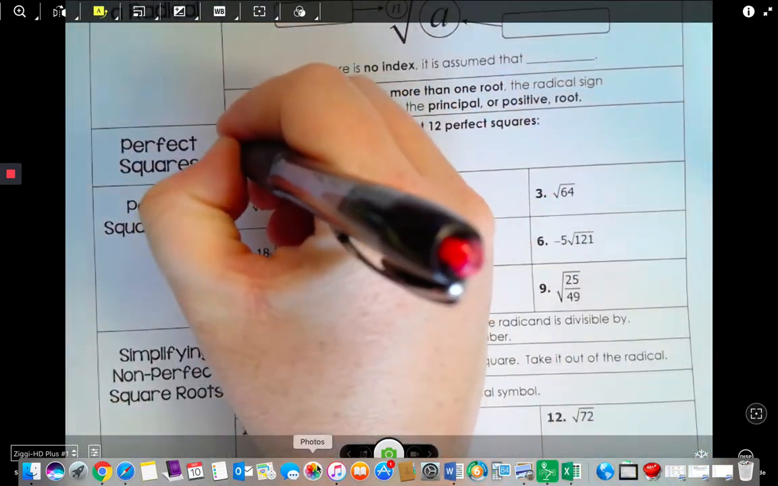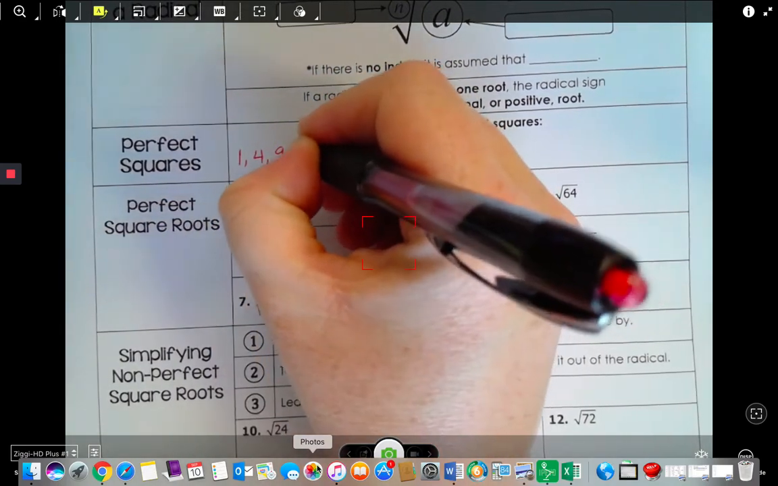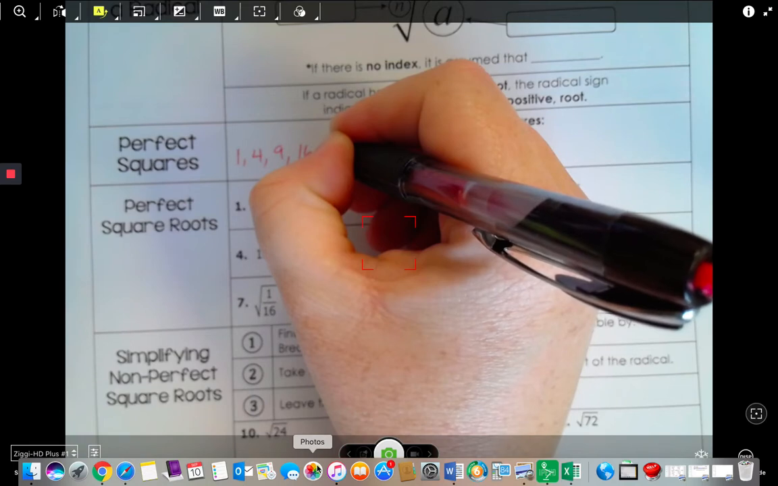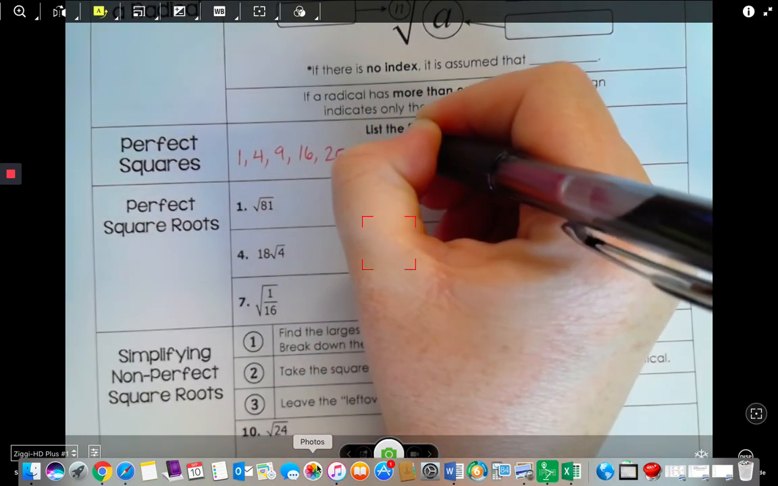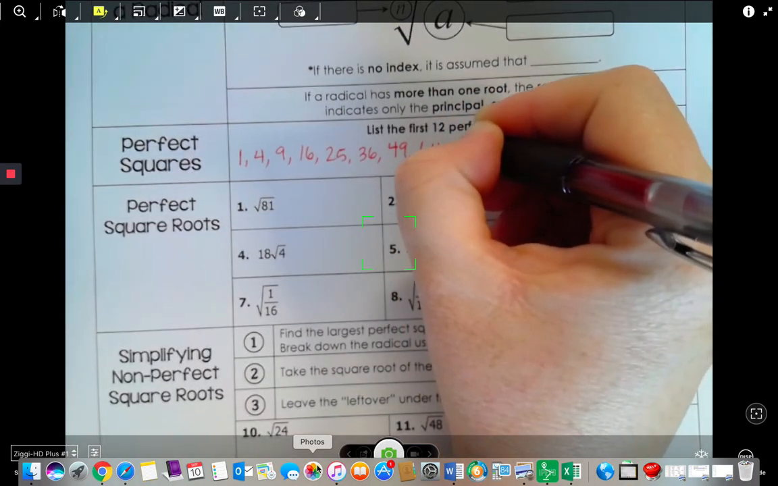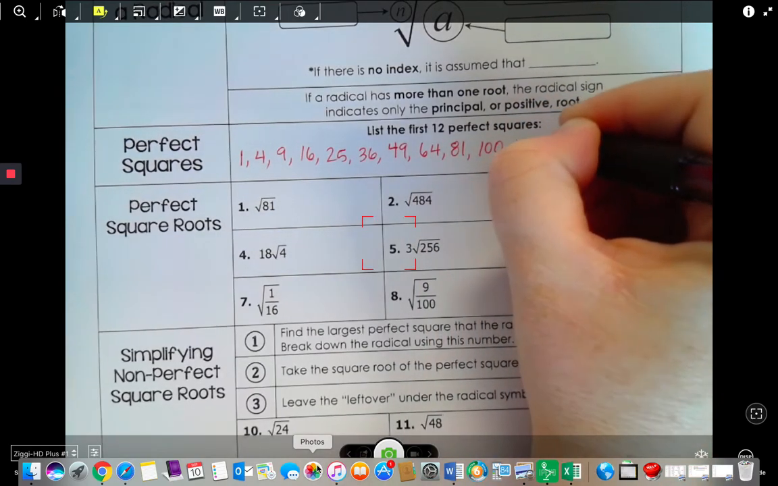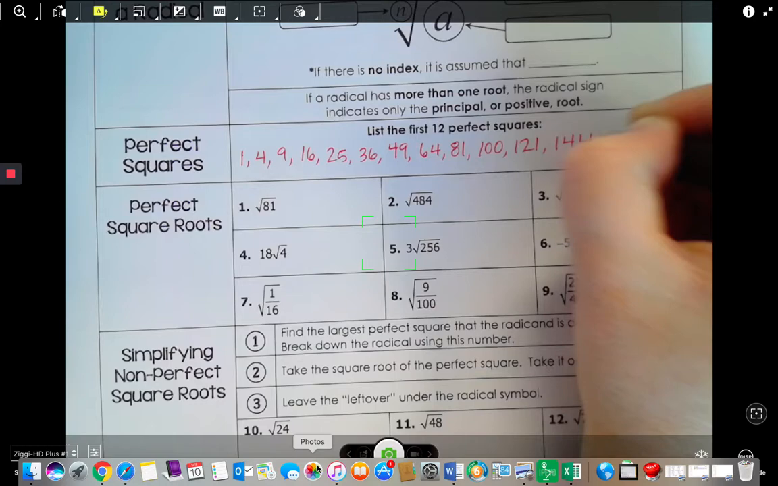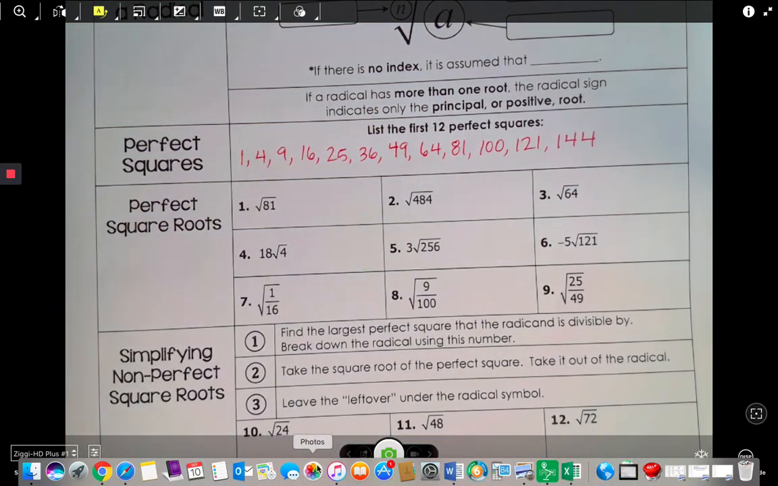First, the first 12 perfect squares. We've got 1 times 1, 2 times 2, 3 times 3, 4 times 4, 5 times 5, 6 times 6, 7 times 7, 8 times 8, 9 times 9, 10 times 10, 11 times 11, and 12 times 12. These are our first 12 perfect squares. It says the first 9 are perfect square roots, so let's take a look at this.